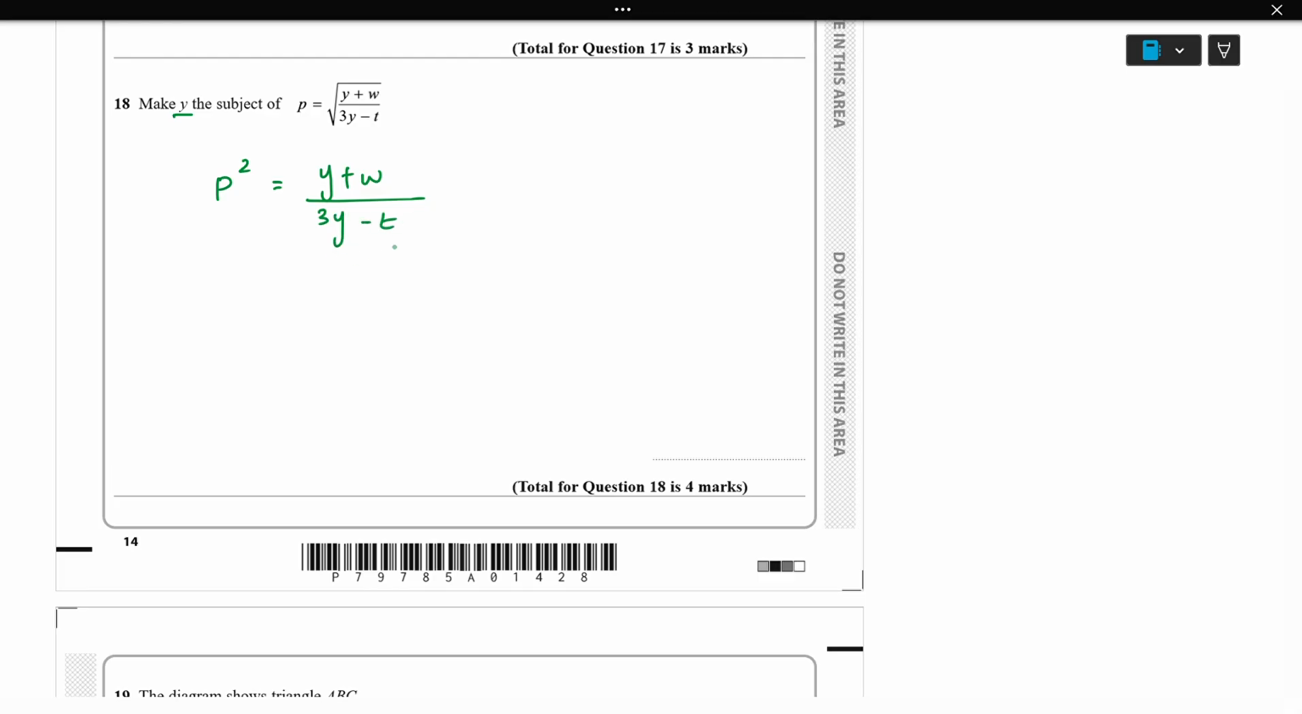I'll bring this 3y minus t to the left side, which is p squared times (3y minus t) equal to y plus w. So I'll expand the left side: 3p squared y minus p squared t equal to y plus w. Now y is our subject, so I'll keep all the y terms on one side. So p squared, this is p squared 3y.